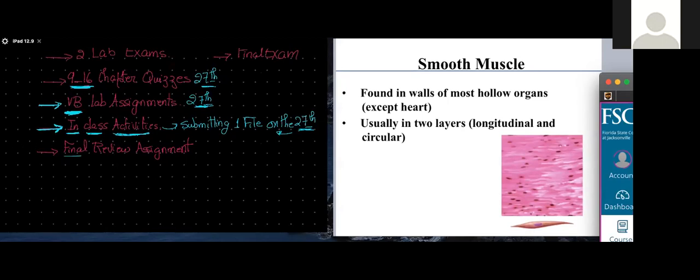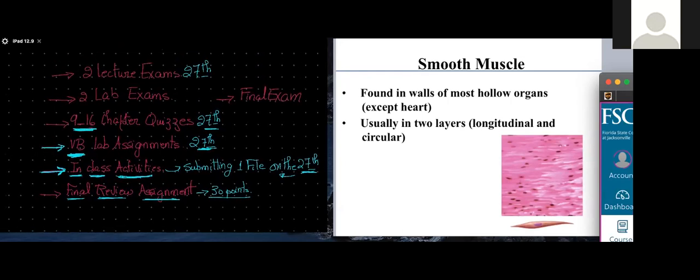Final review assignments. This is a file that I will tell you about in the last week that you're going to be completing. This is worth 30 points towards your final course grade. We've got 2 more lab exams. We have one which is not going to be proctored, which is the muscles lab exam, and one that's going to be proctored.